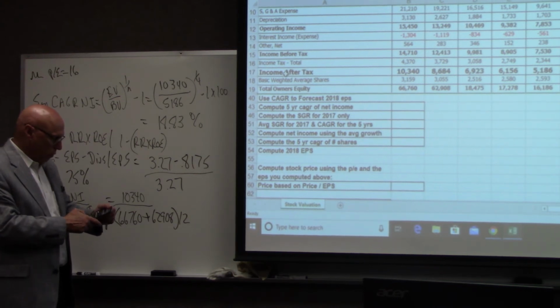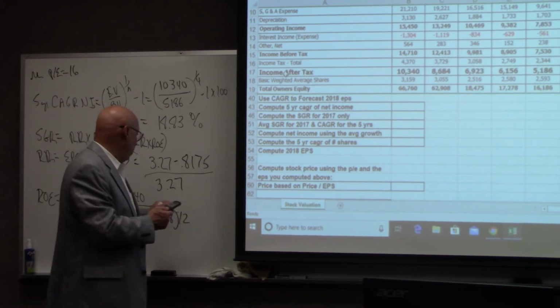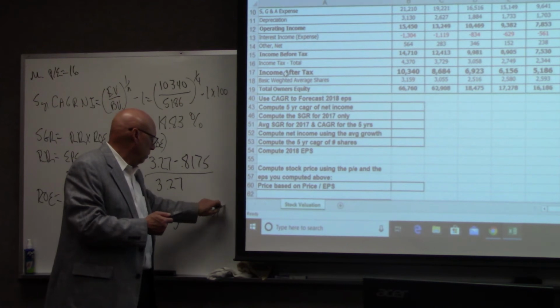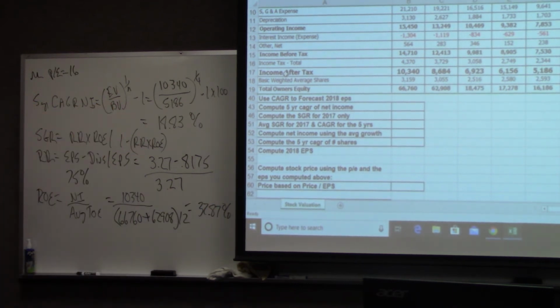and so that's 10,340 divided by 31,454. So 10,340 divided by 31,454 is 32.87%. That's the return on equity, 32.87%. Net income divided by average total owner's equity.